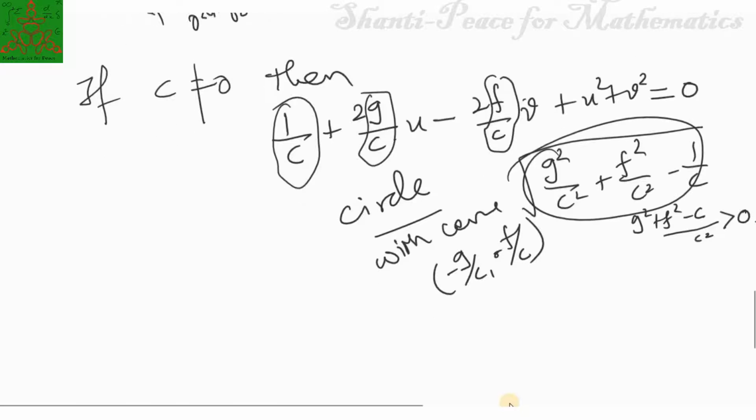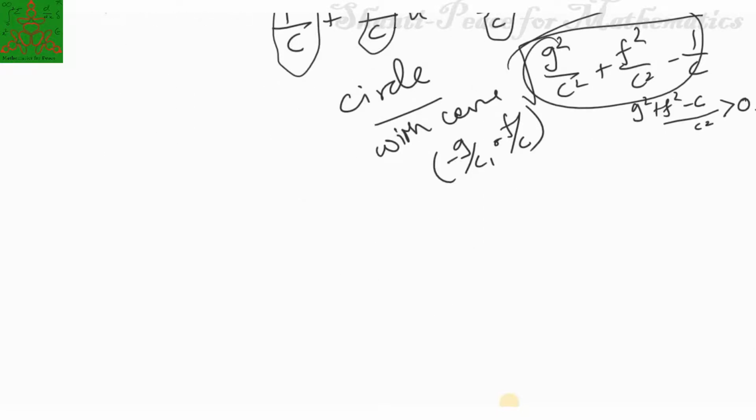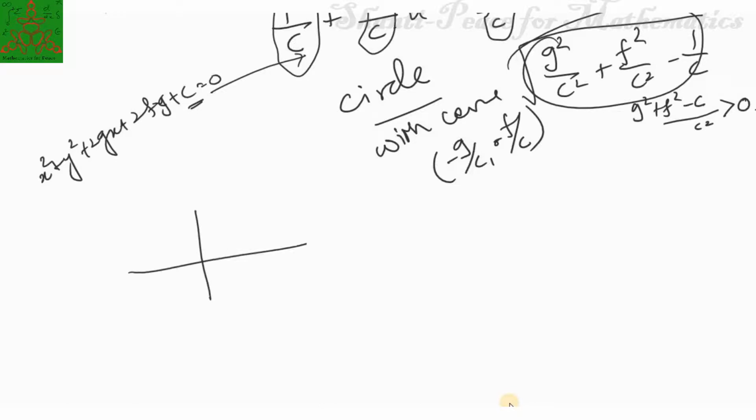So we can say that in the z plane, on the other side, it is also a circle, x square plus y square plus 2gx plus 2fy plus c is equal to 0, where c is non-zero. So the image of that one is this circle. So we have a circle which is not passing through the origin. Somewhere here is the circle.